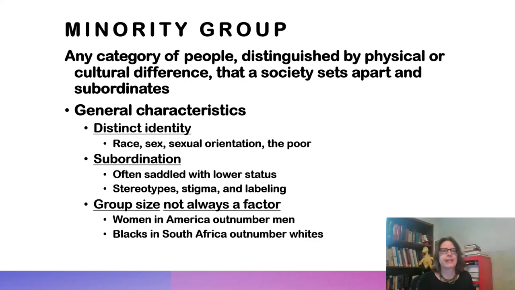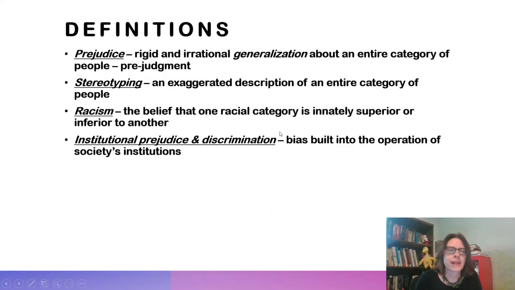It just means this category of people that are distinguished by physical and cultural differences that are set apart and subordinated and discriminated against. So other definitions: prejudice, stereotyping, racism, institutional prejudice and discrimination. Prejudice is that rigid and irrational generalization about an entire category. It's a prejudgment. You don't know this person, you don't know these people, you've never spoken to them, met with them, been to their family's house for dinner, you don't know them at all. Yet you have this rigid and irrational prejudgment about a group of people.